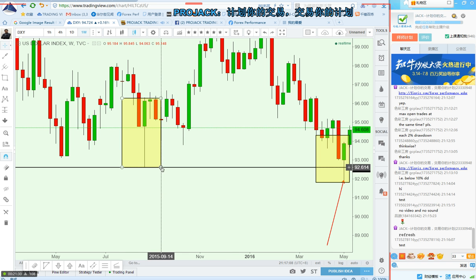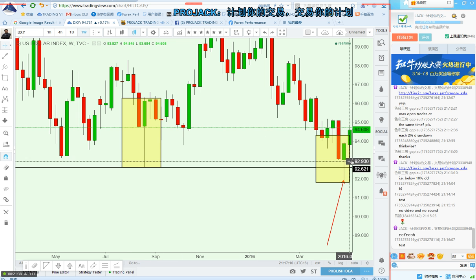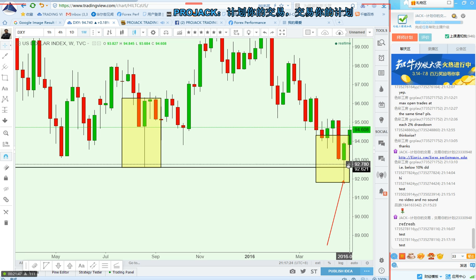It tests this level all the way, pushes up here, comes down, makes you think that it's going to break, but it comes all the way back, and it's a green candle. It closed above this 92.62. So this means there's also a buyer here.